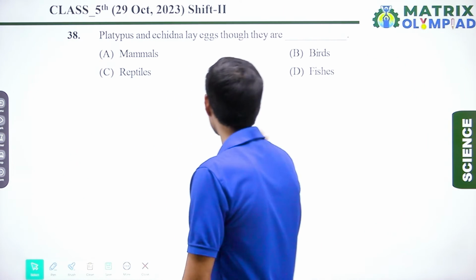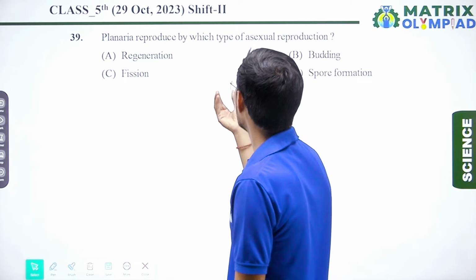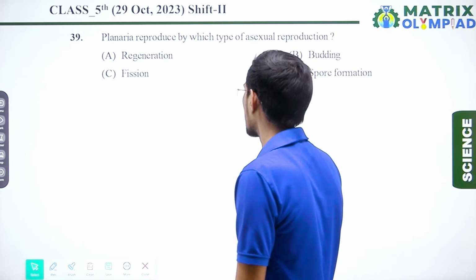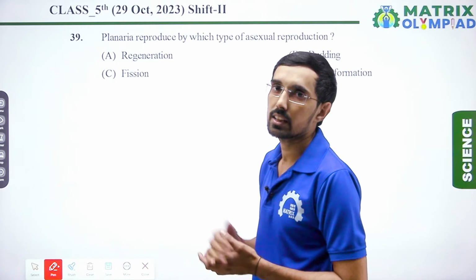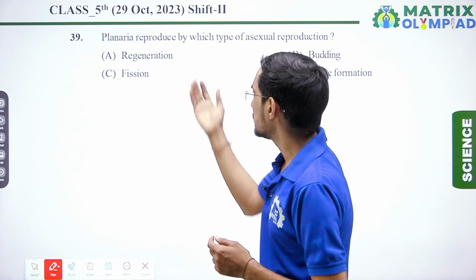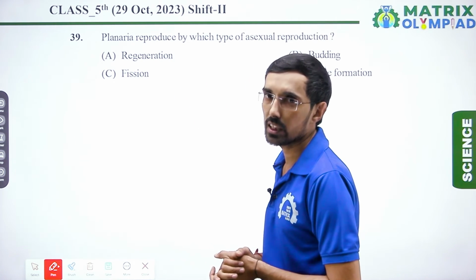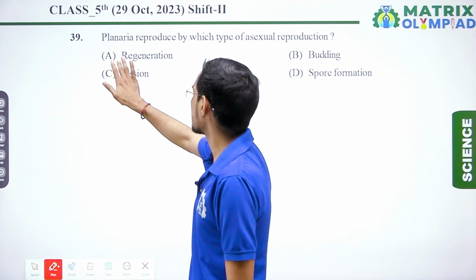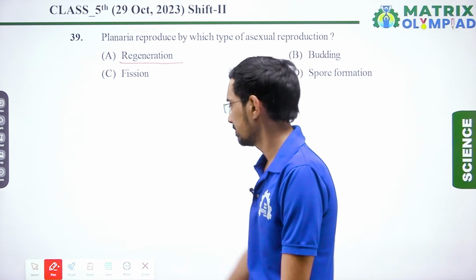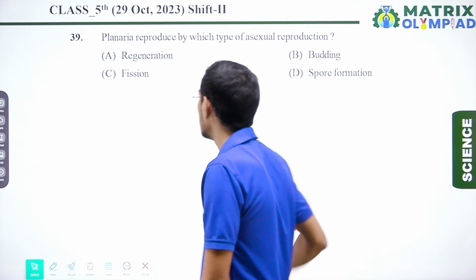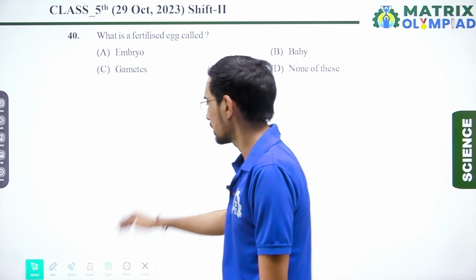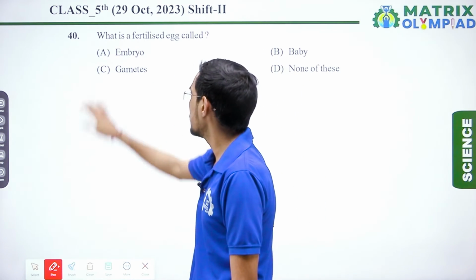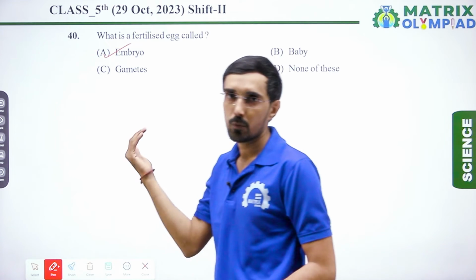Next one is, planaria reproduce by which type of asexual reproduction? Planaria basically follow the regeneration method of asexual reproduction. So correct answer will be option A. Next question is, what is a fertilized egg called as? The fertilized egg is known as embryo. So correct answer will be option A.